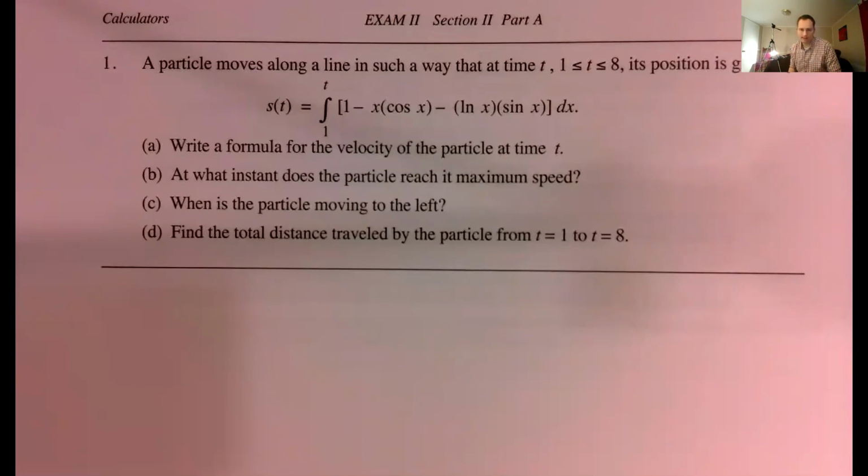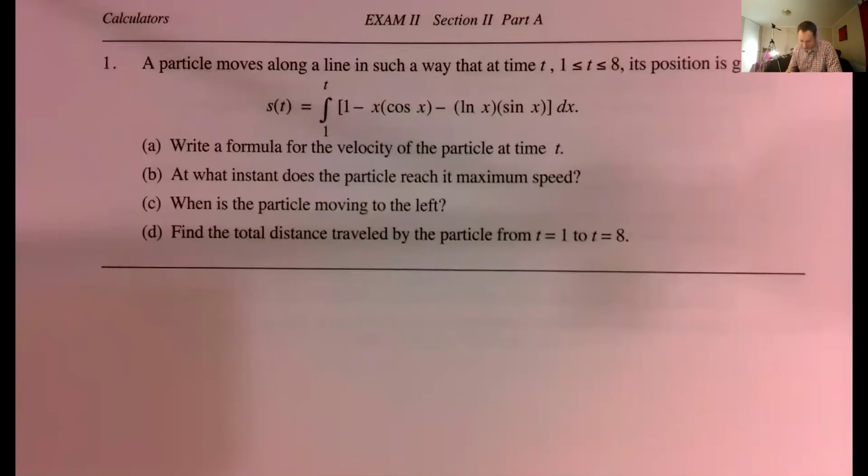And the formula for its position is this very interesting integral function. So wonderful, sounds like a ball. We're going to have to find the velocity, it looks like, for part A. So we'll need to take the derivative of that, which by the fundamental theorem of calculus will not be too bad. For B, at what instant does the particle reach its maximum speed?